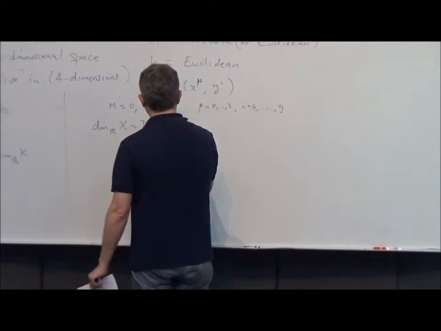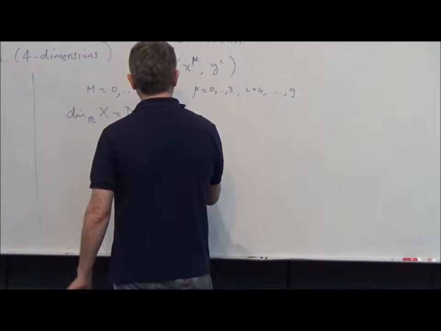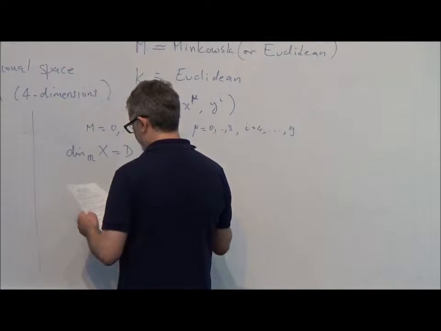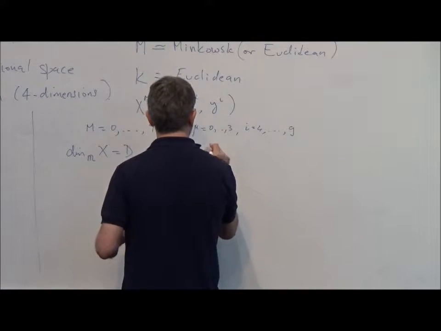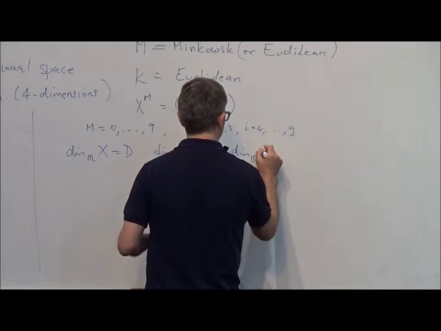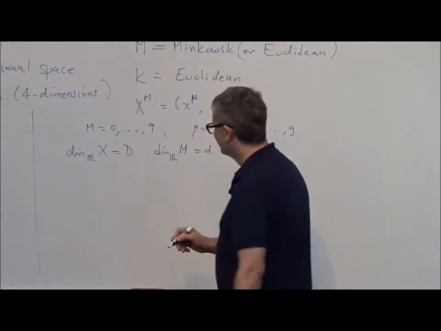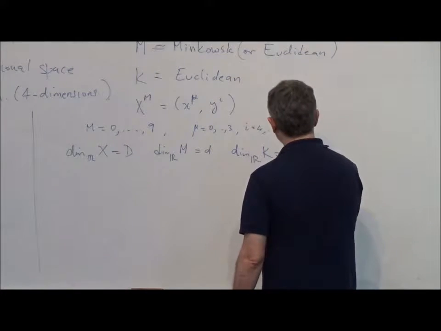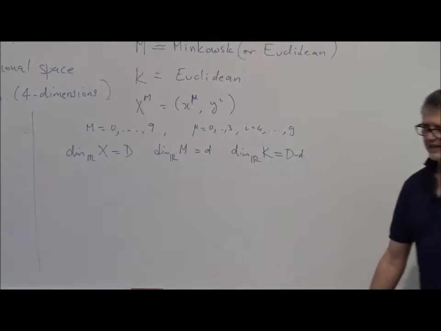Okay, so, if the dimension of M is the one I want to be little d, and the conservation rule tells you that the dimension of K is just the difference in the dimensions, right? So we'll start like that.